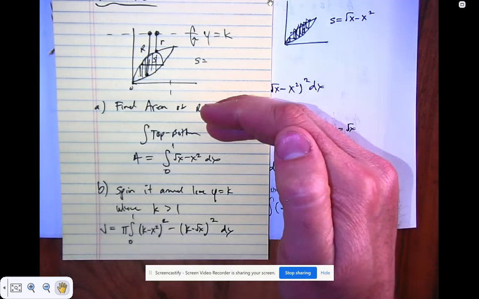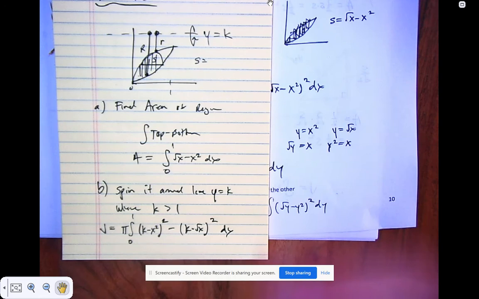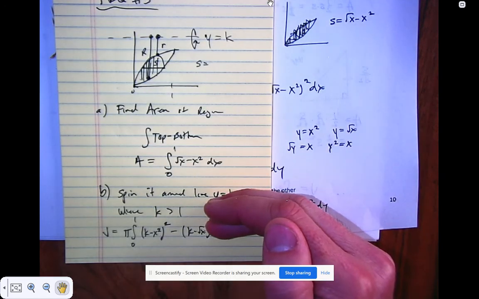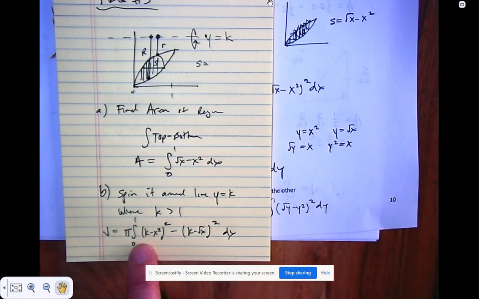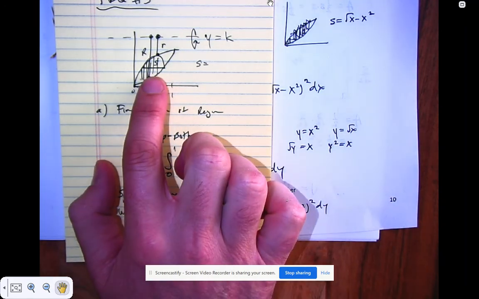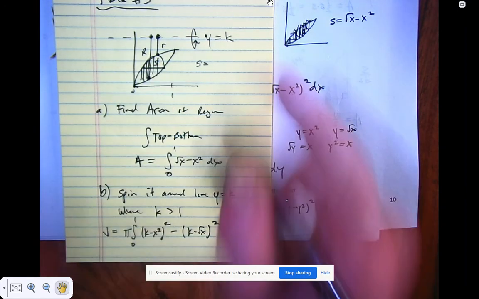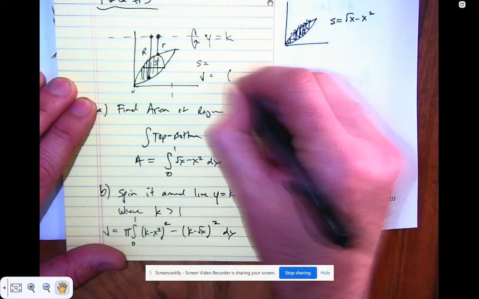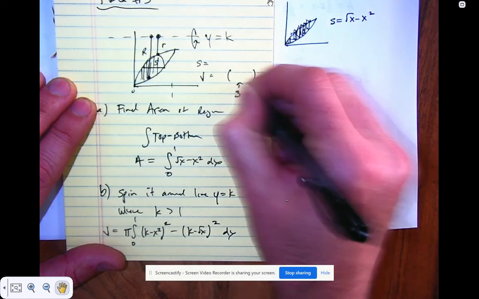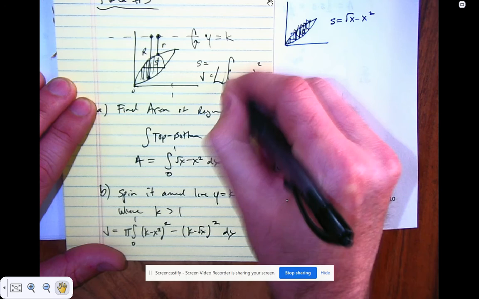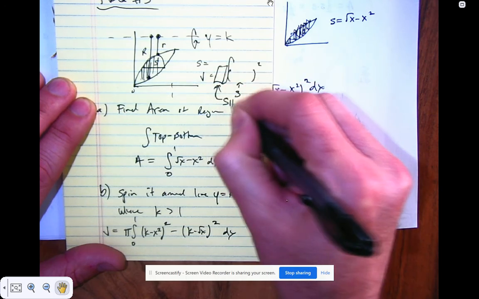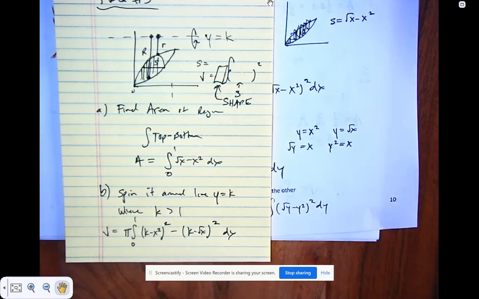Area is always top minus bottom or right minus left. Spinny guy, you can't go wrong. It's pi r squared or pi capital R squared minus little r squared. When they say the word cross-section perpendicular, you draw it, you label it S. The volume is always whatever S is, quantity squared, and then that guy is based on shape. Okay?